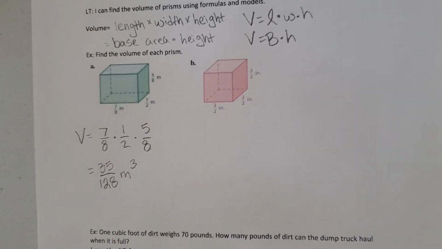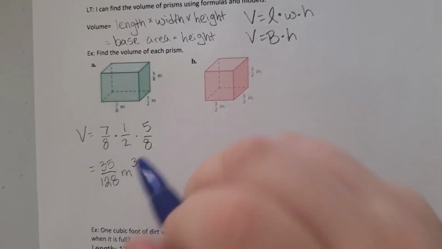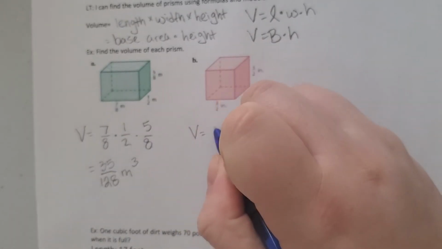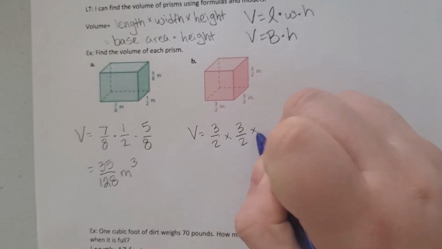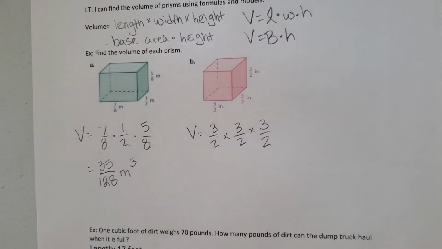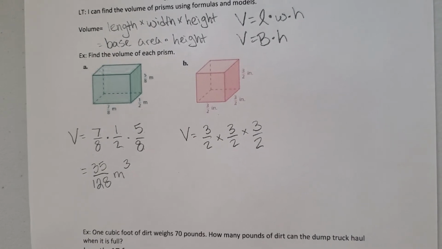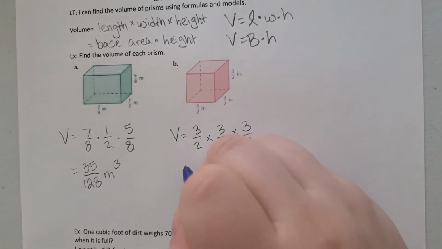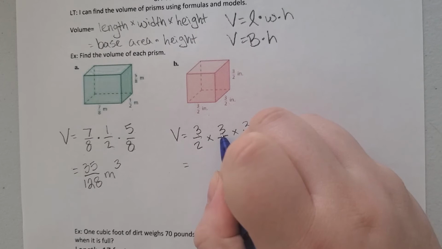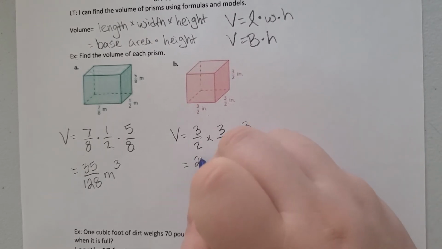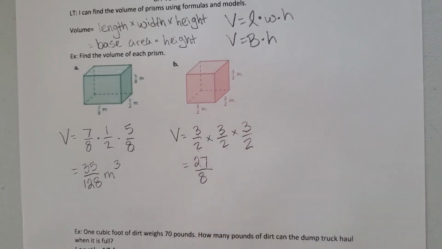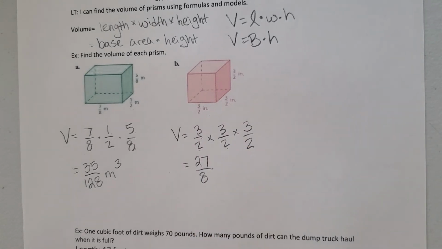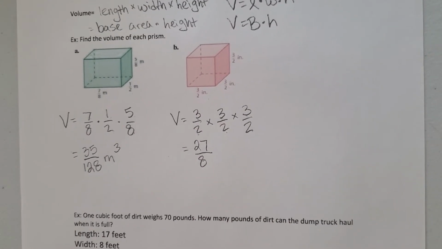All right, so for part B, we're going to do the same thing. Our volume is going to be 3/2 times 3/2 times 3/2. Unfortunately, nothing cancels here, so we're just going to multiply across. 3 times 3 is 9, times 3 is 27, 2 times 2 is 4, times 2 is 8. So we have 27 over 8. There's an issue with this. It is improper. We can't leave it like this.